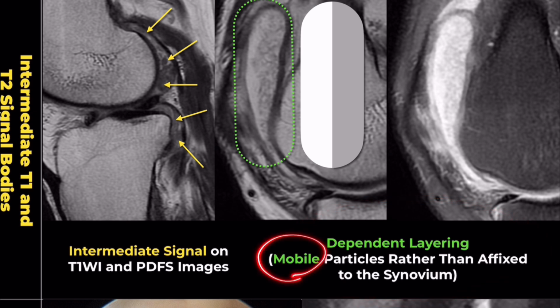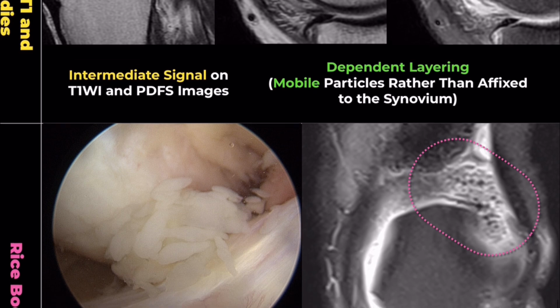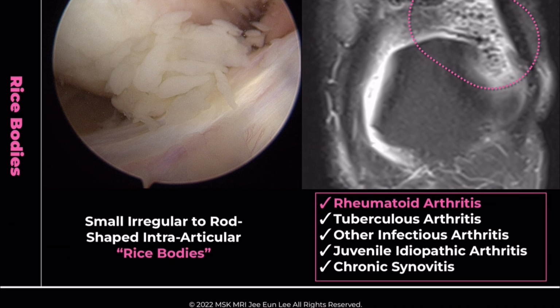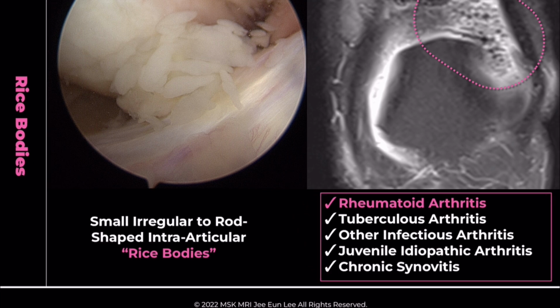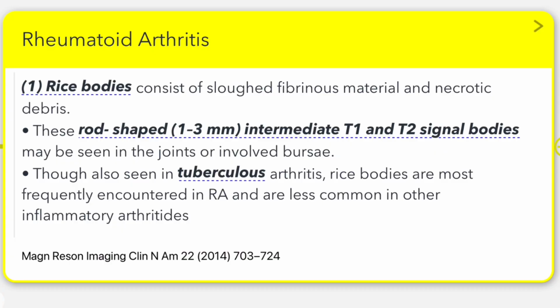While rice bodies are indeed a feature commonly associated with rheumatoid arthritis, it's crucial to understand that they are not exclusive to rheumatoid arthritis. We also encounter these structures in other conditions such as tuberculous arthritis, various infectious arthritis, juvenile idiopathic arthritis, and chronic synovitis.